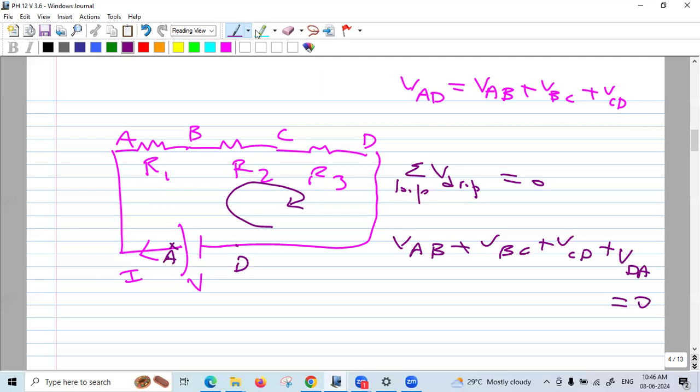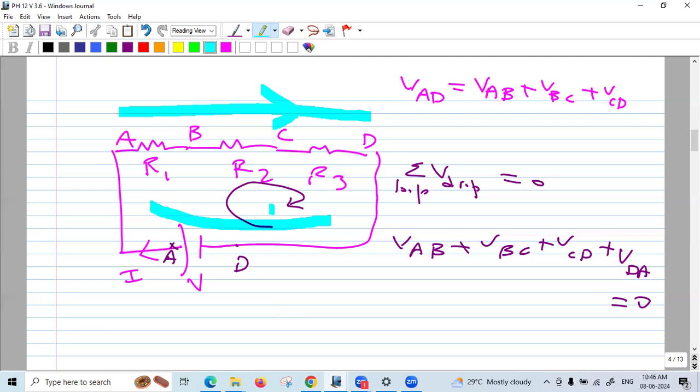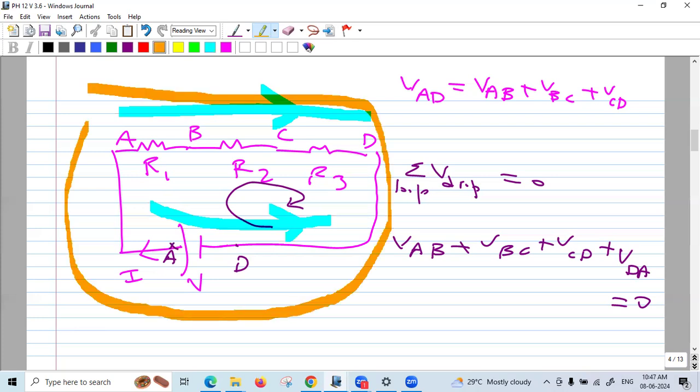So you can say the same thing in a different way: the drop from A to D should be the same as the potential across these two points, which is the same as the drop along this path. So this is also the drop along the closed path. The total drop across a closed path is zero.